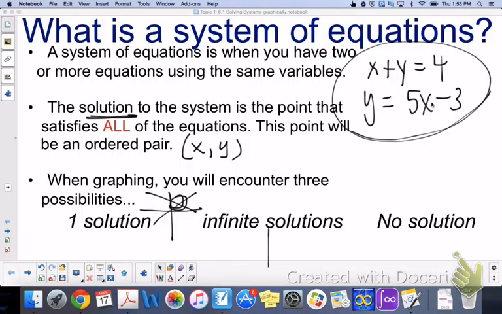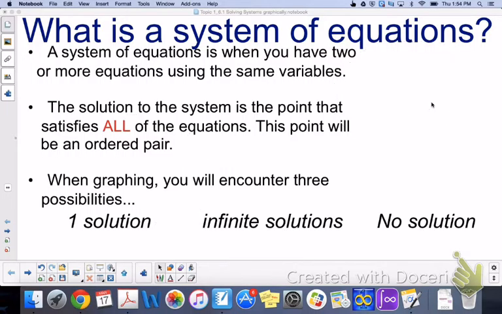You could have infinite solutions, where if you graph the two lines, they are the same line, and so every single point on that line would work, giving you infinite solutions. Or you could have no solution. If you had two lines when you graphed them and they're parallel, that would be no solution.